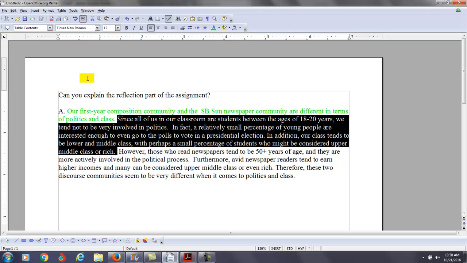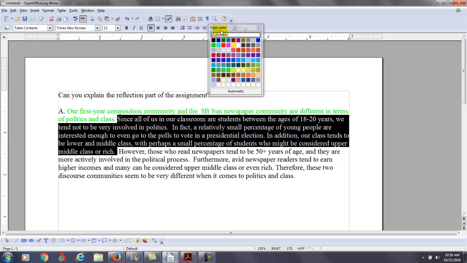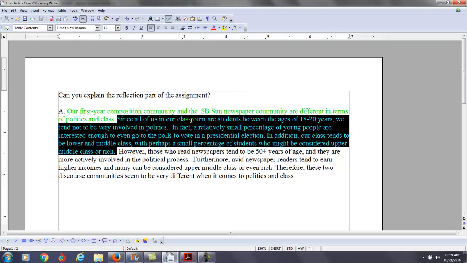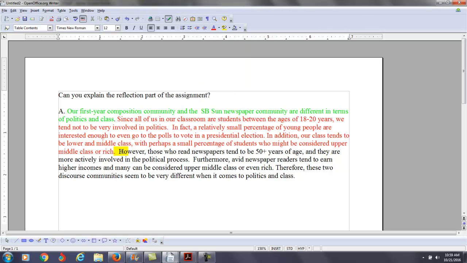Now, the next thing, the point is, once I've said some things about politics and class with the first discourse community, then I need to mention exactly those points for the next community in exactly the same order. Check it out. However, and notice how I'm choosing to use this transition word, however, to show that there is a distinct difference of idea from this part of the paragraph to what comes before.